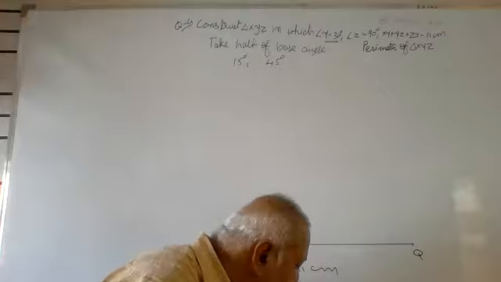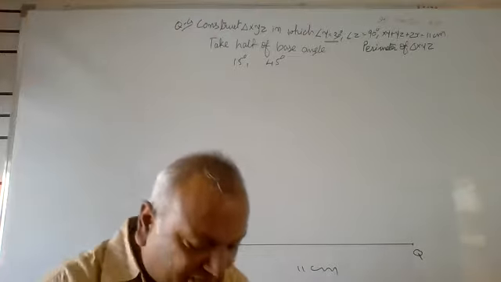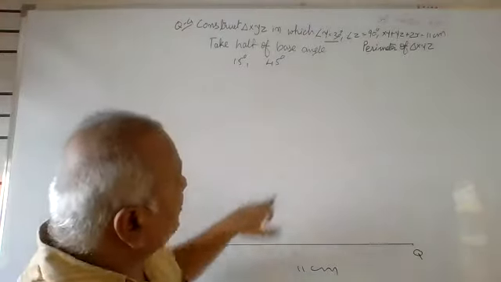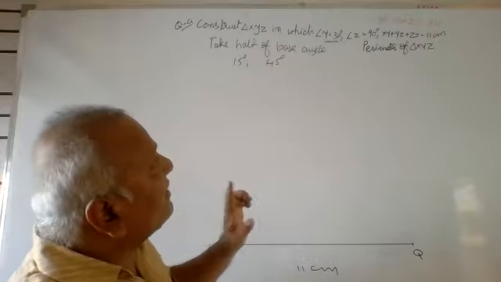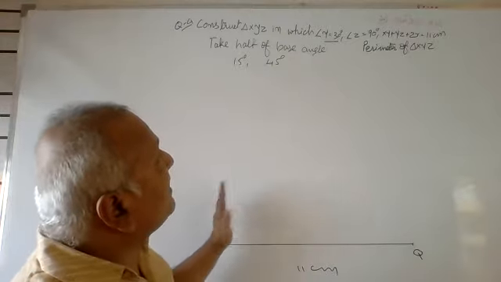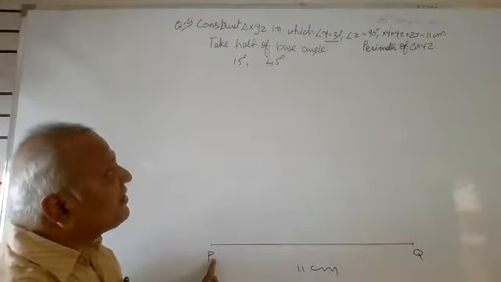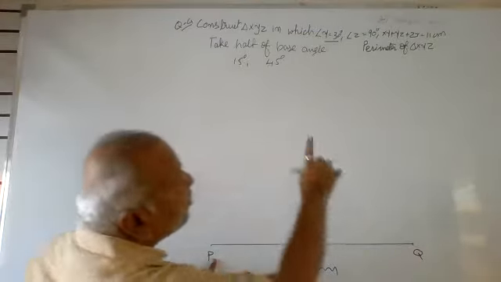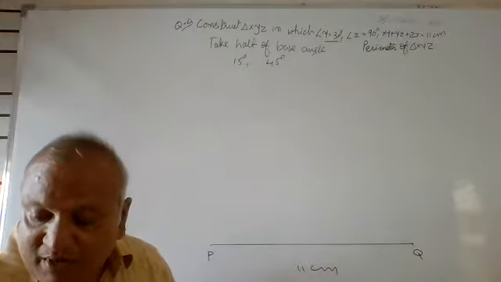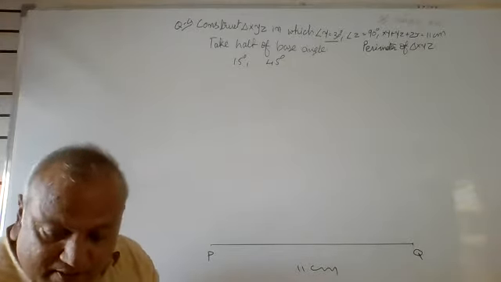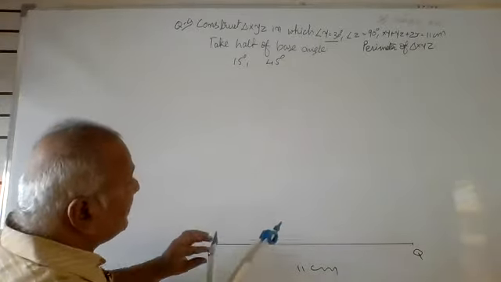Now we have to construct the half angles of X, Y, Z. We should keep in our mind that Y will be on the left side. So half of 30 is 15 degree. So from P 15 degree, from Q 45 degree. So I will start constructing angle 15 degree.